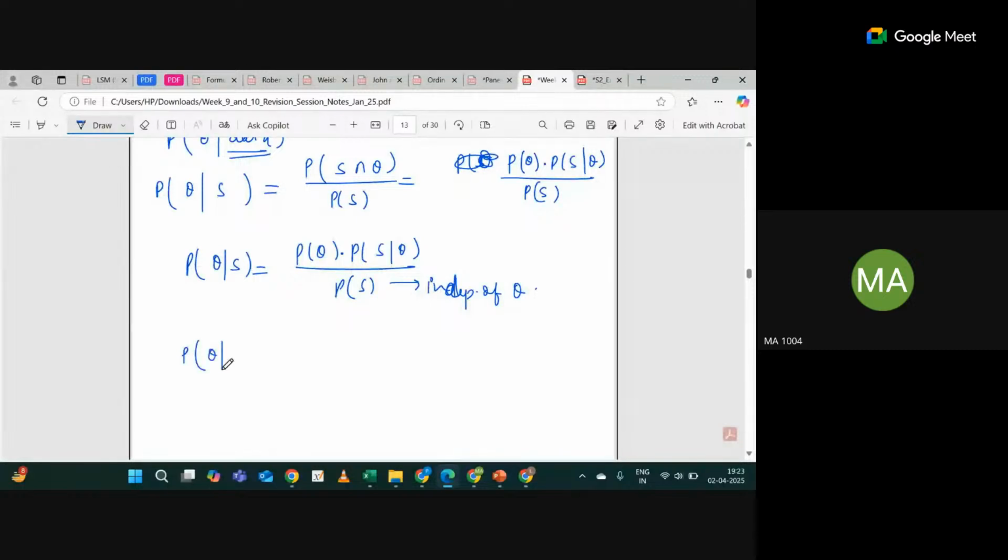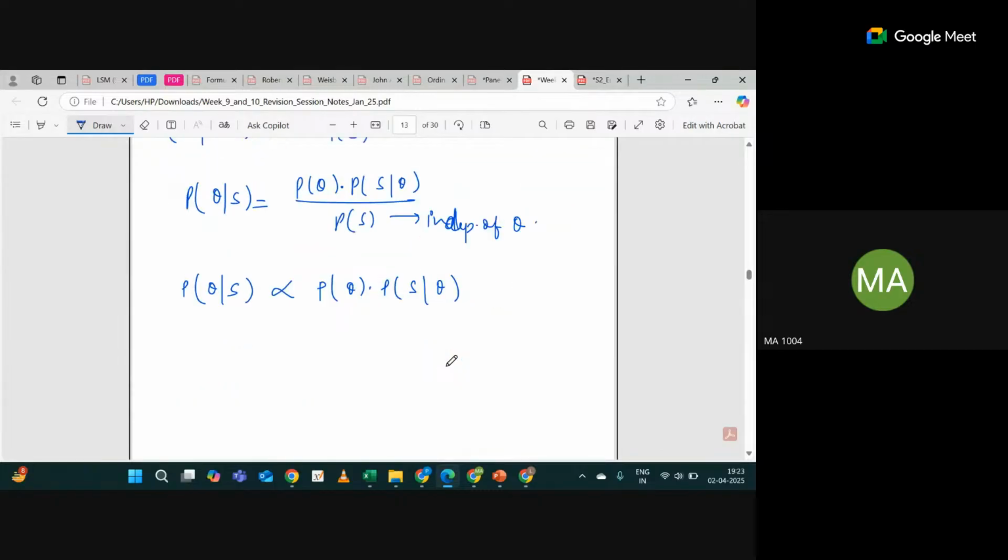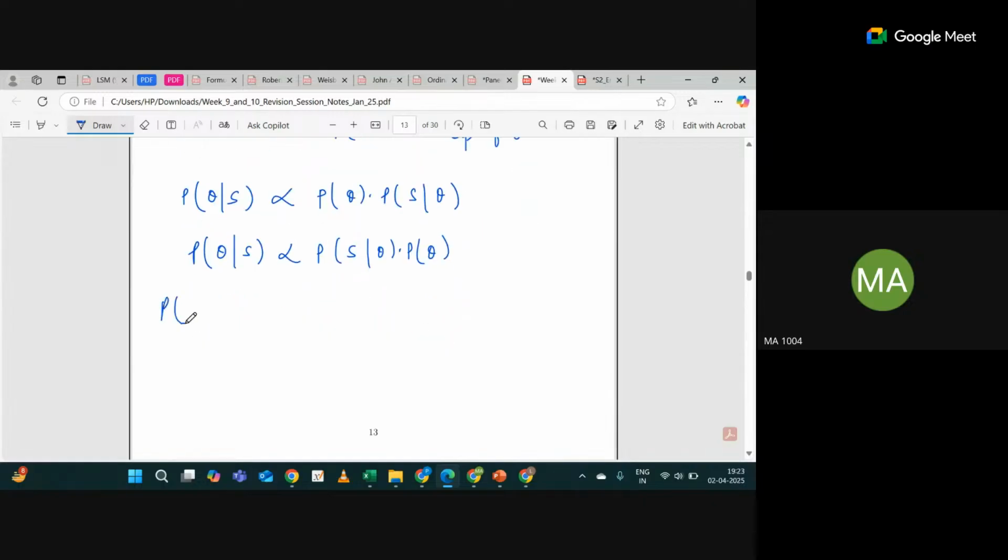So probability of theta given S, can I write this is proportional to probability of theta times probability of S given theta? Yes or no? Or else you can write it proportional to probability of S given theta times probability of theta. So this is what probability of theta given data is.